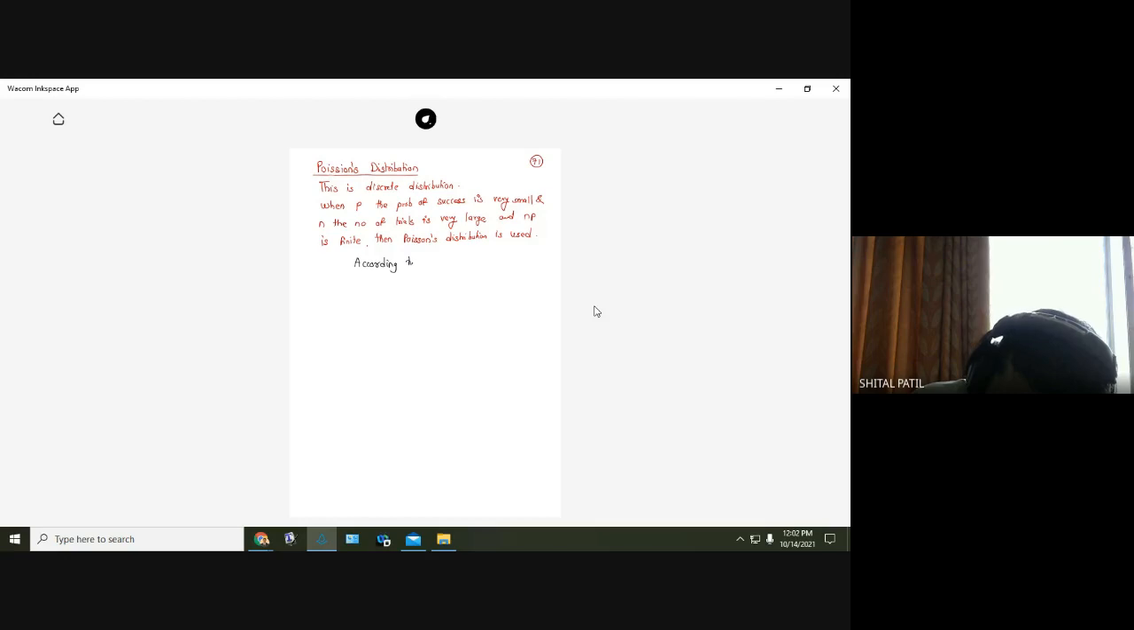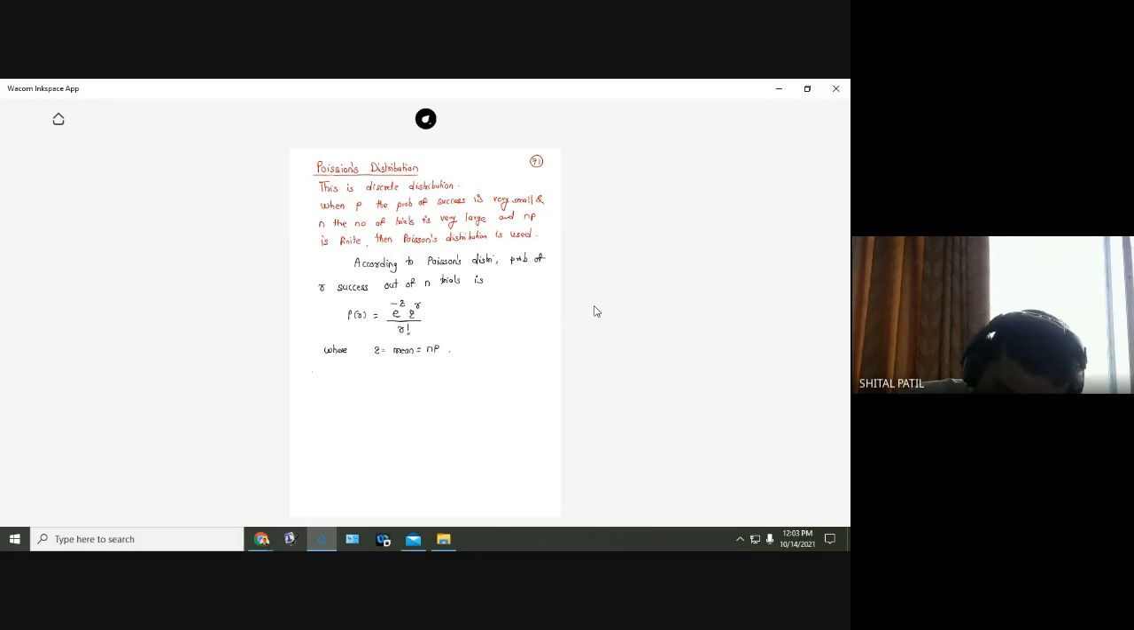According to Poisson's distribution, the probability of r successes out of n trials is e raised to minus z, z raised to r, divided by r factorial, where z equals the mean, equal to np.